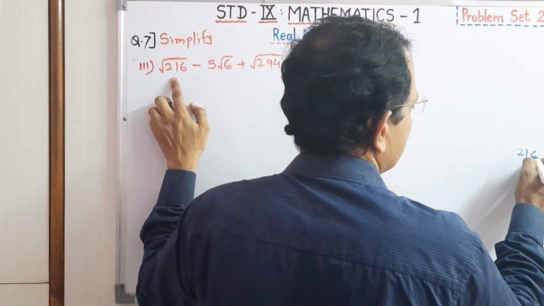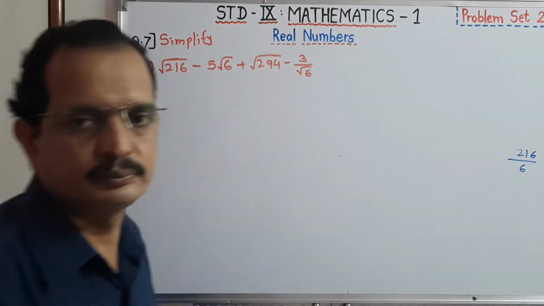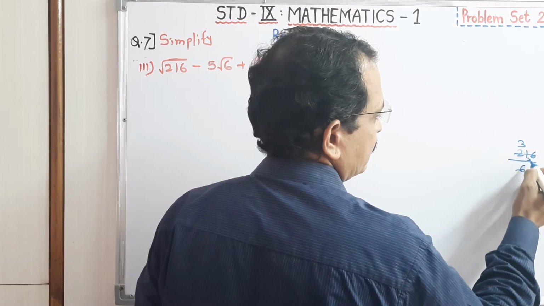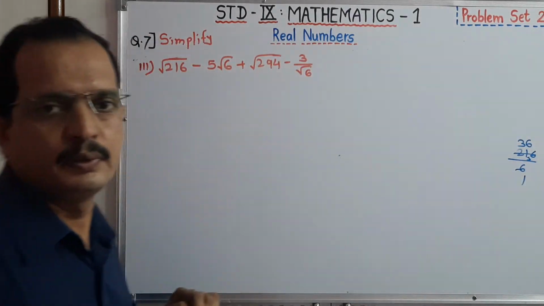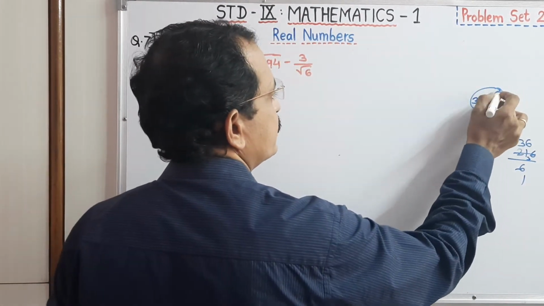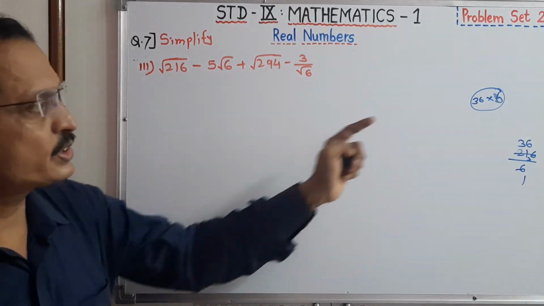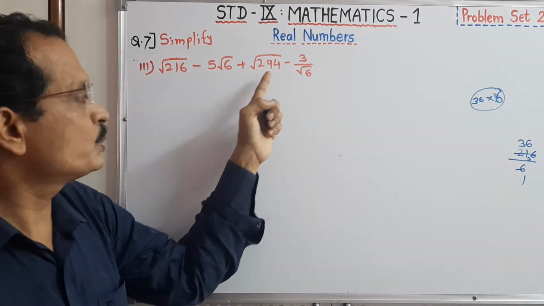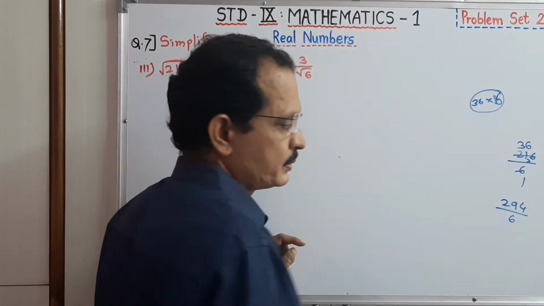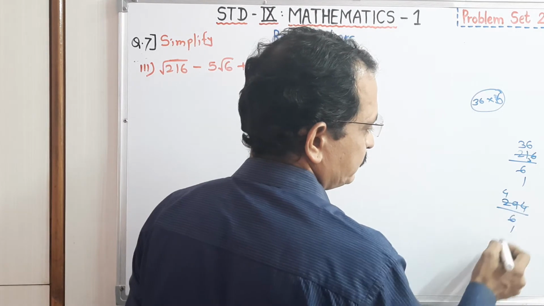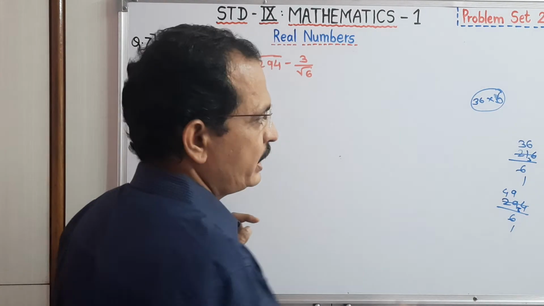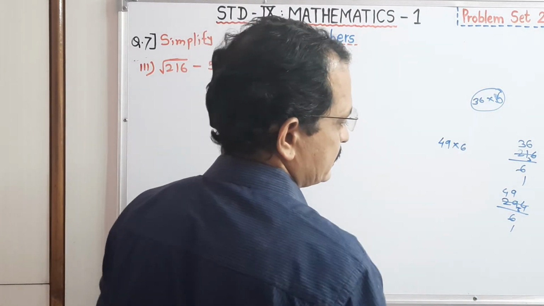Now see, try to divide with 6. It is 216 divided by 6. See here, 6 1s are 6, 6 6s are 36. It is 36 into 6. Isn't it? 36 into 6, these are the factors. 36 is a perfect square. Now see 294. 294 divided by 6. 6 4s are 24 and 6 9s are 54. Put it, 49 into 6.